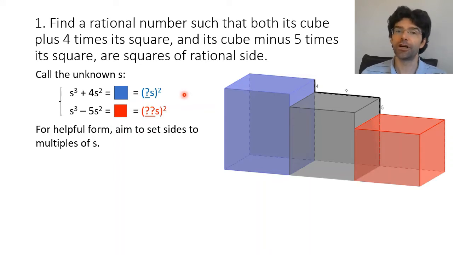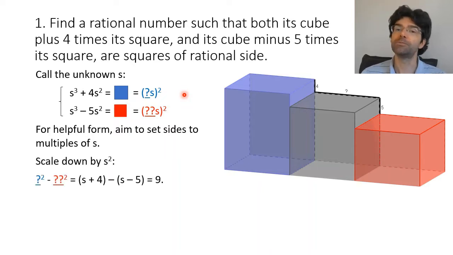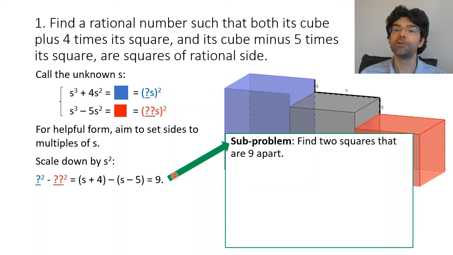Rather than trial and error, think about scaling both squares down by a factor of s, so their areas by a factor of s squared. The sides become the 2 constants that we're seeking, and their areas become s plus 4 and s minus 5. In other words, 2 numbers that are 9 apart. So we've therefore got the following subproblem. Find 2 positive rationals whose squares are 9 apart.